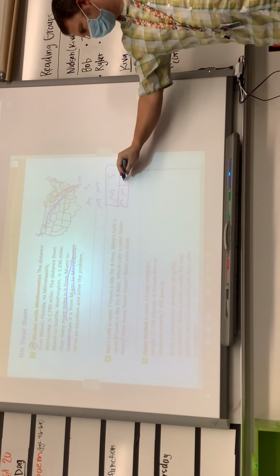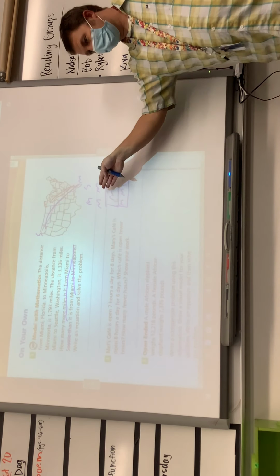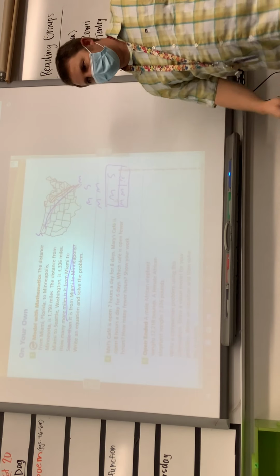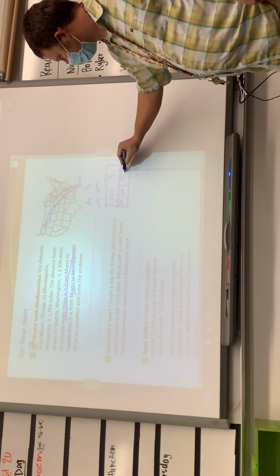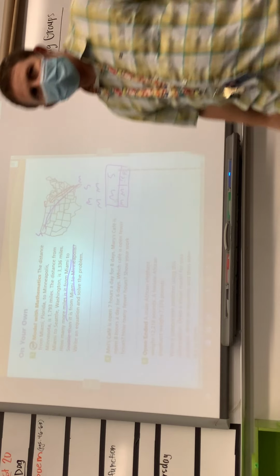And what's this part right here? The difference. So you can see that this is going to be a subtraction problem because we have the larger amount, we're going to take away the smaller amount, and we're going to find how much further. In fact, if you want me to, instead of a question mark, I could put an F for how much farther, more, or how much further. Okay? So here we go.